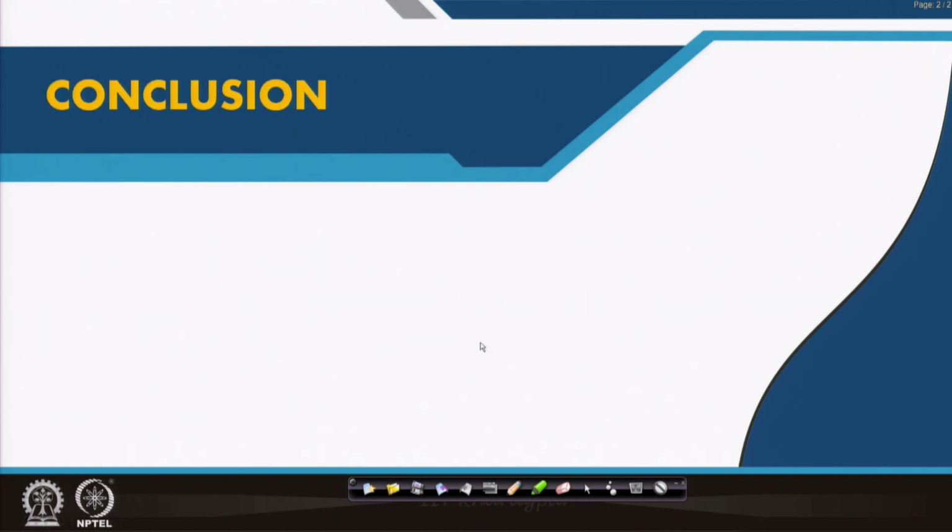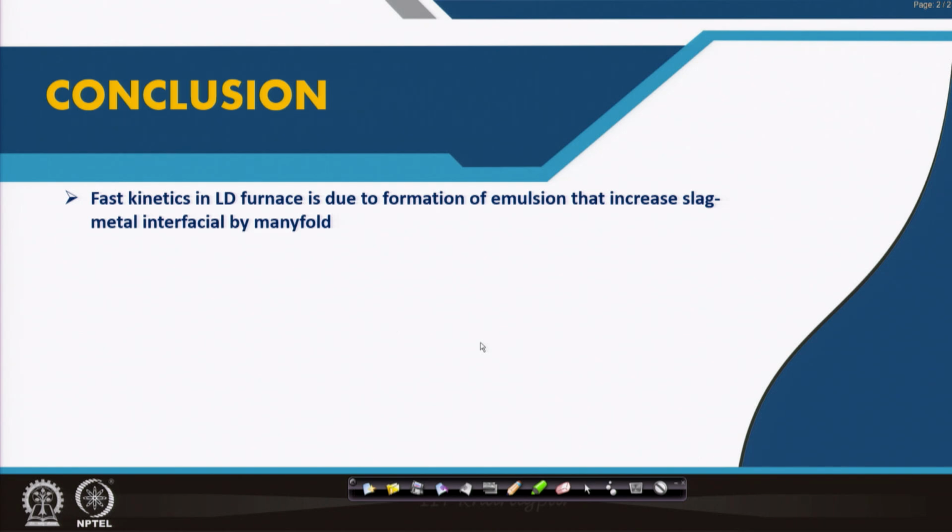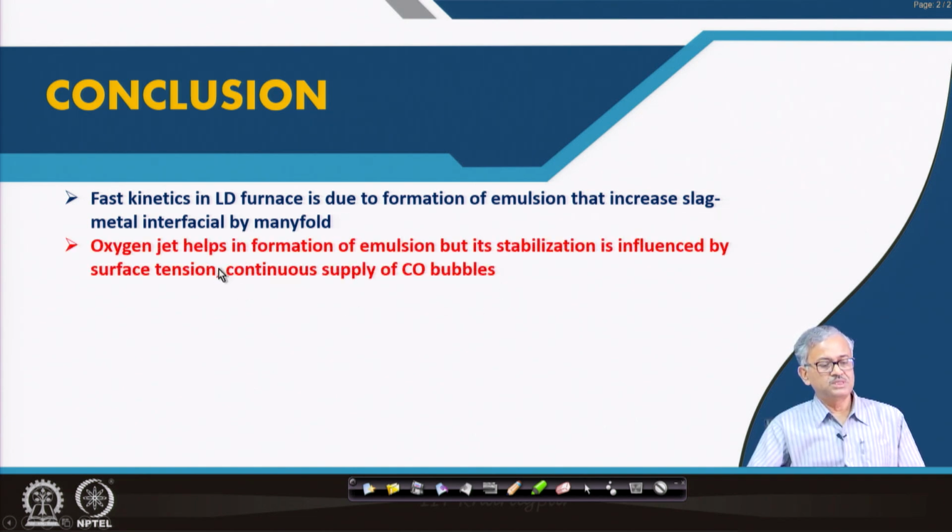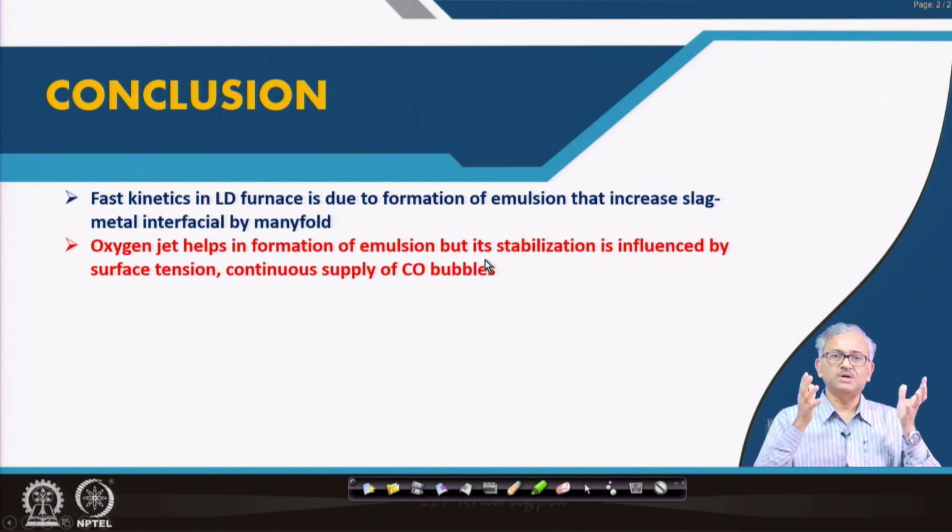So in conclusion, we can say the fast kinetics in the LD furnace is due to formation of emulsion that increases the slag metal interfacial area manifold, right? And the oxygen jet helps in formation of the emulsion, and the stabilization is influenced by the surface tension and continuous supply of CO gas bubbles. That is very important. So the oxygen jet creates the emulsion. Basically, it tears up the metal droplets and throws them into the slag, and that creates the emulsion. But for stabilizing the emulsion, the most important thing is the surface tension at different interfaces: slag metal interface, metal gas interface, slag gas interface, all of which we have discussed.